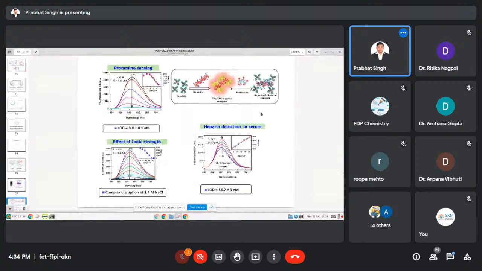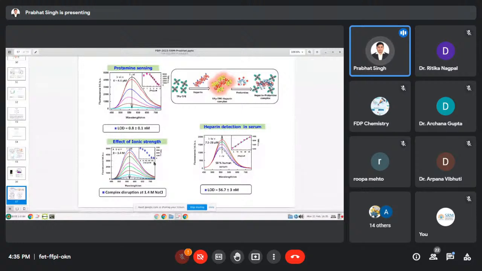And then, as I said, we did protamine sensing and ionic strength. So I'll probably focus slightly here. You will see that in previous cases, we could not actually survive something around 10 millimolar of NaCl. Now in this particular case, we could go up to around 120 millimolar of NaCl. So that gives us confidence that now I think this particular probe can actually work in high ionic strength media.